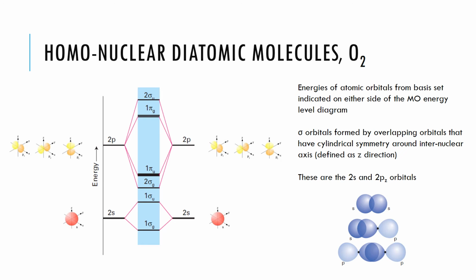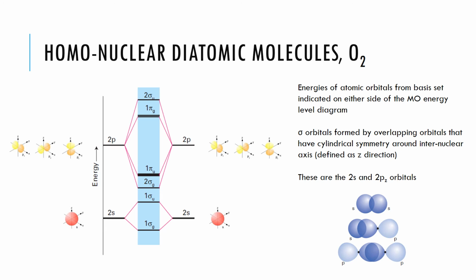What we have then, when the valence orbitals of 2 oxygen atoms overlap, is 8 atomic orbitals that are going to overlap: a 2s atomic orbital from each atom and 3 2p atomic orbitals from each atom. And the atomic orbitals then are described, as we said, as the basis set, and they're shown on either side of the energy level diagram there. And there are 2 types of overlap that we can consider here.